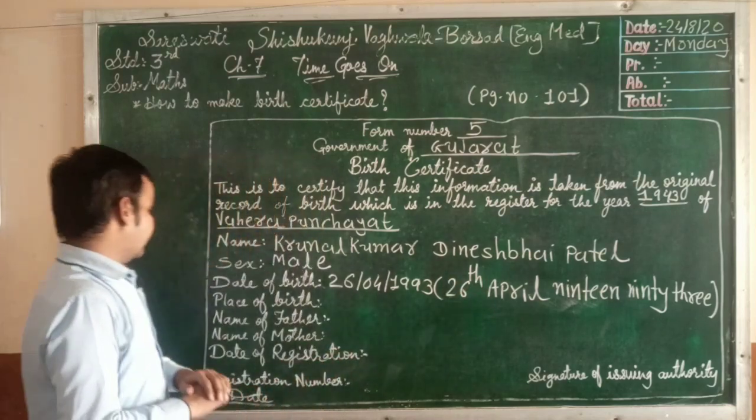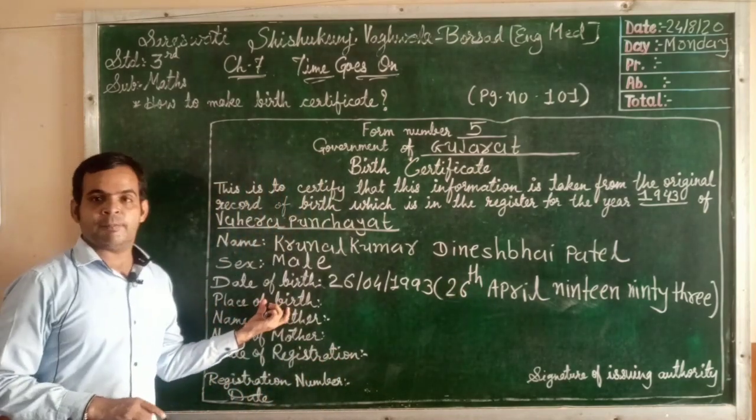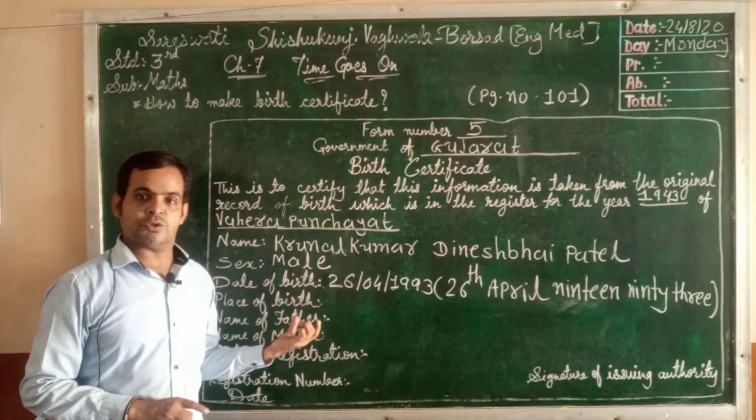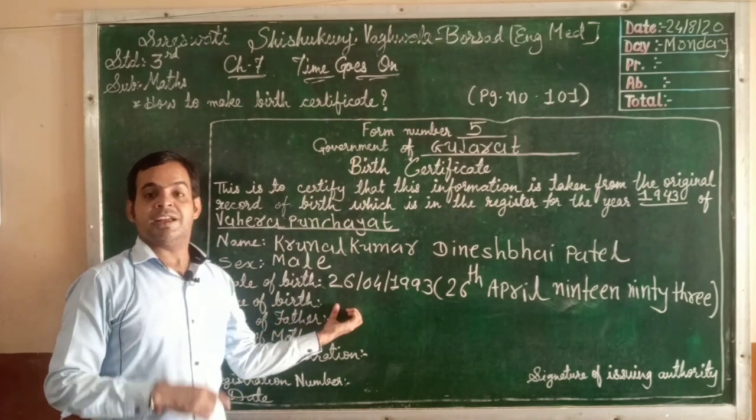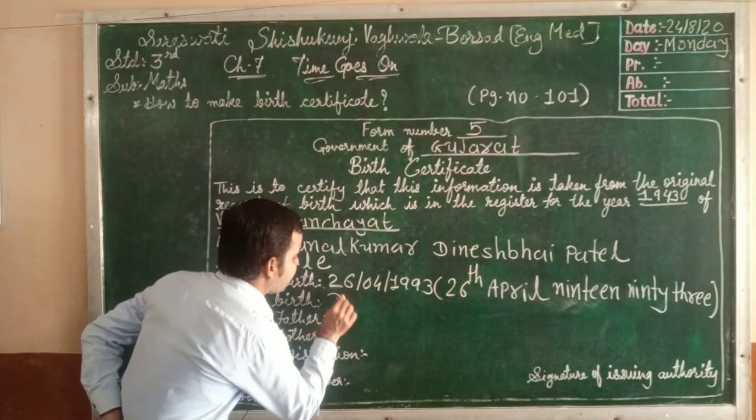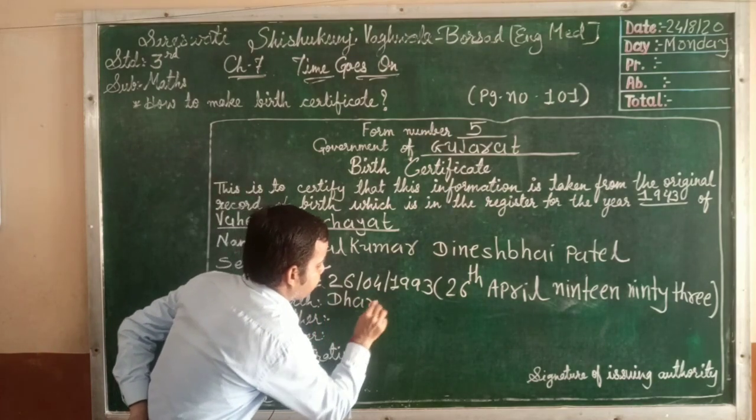Now next is place of birth. My place of birth is Dharmaj, so here I will write Dharmaj, and you have to write your own place of birth.